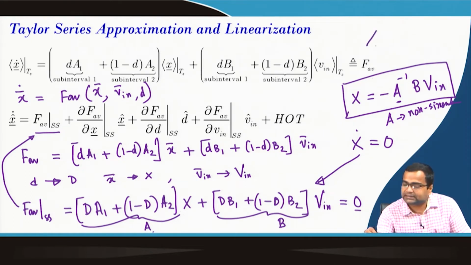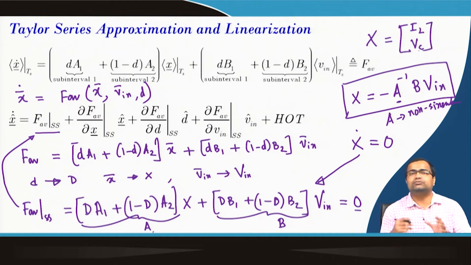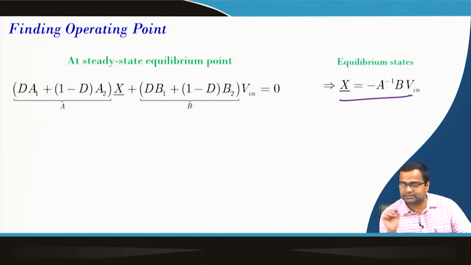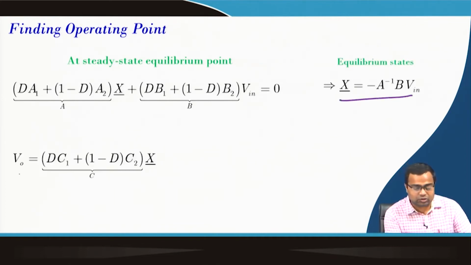That means, what is x? So, x consists of two parts, the average inductor current and the average capacitor voltage. These two can be uniquely characterized by this equation if the A matrix is non-singular. Now, we have to find out, that means I told you, this quantity we can find out by this, and also correspondingly we can find out V0, because we know d into C1 plus 1 minus d into C2 into x is the average value. So, you can find out from here what is my average or steady state voltage.